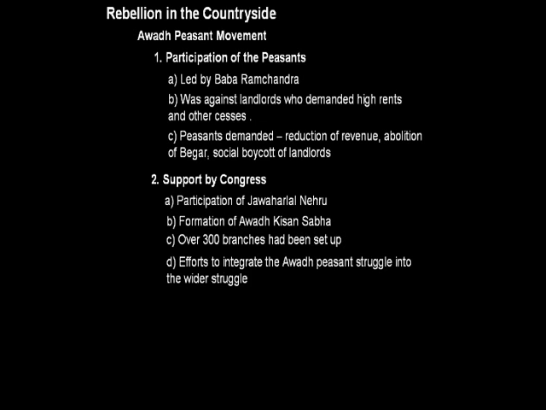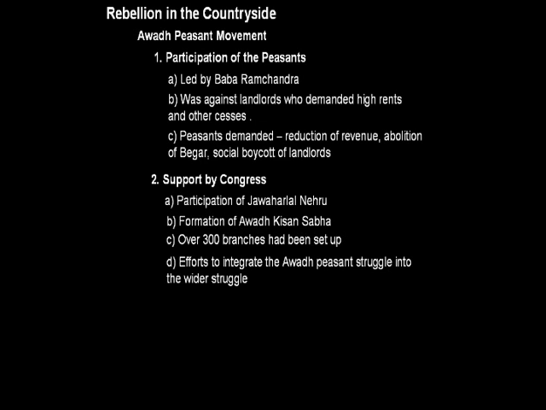The main aim of this Awadh Kisan Sabha, or the active participation of Congress in this Awadh peasant movement, was an effort to integrate the Awadh peasant struggle into the wider struggle. The Awadh peasant struggle was overall concentrated in Awadh only, and the complete India was going for the non-cooperation movement. So there was an effort to align the non-cooperation movement across India as well as the Awadh peasant movement.